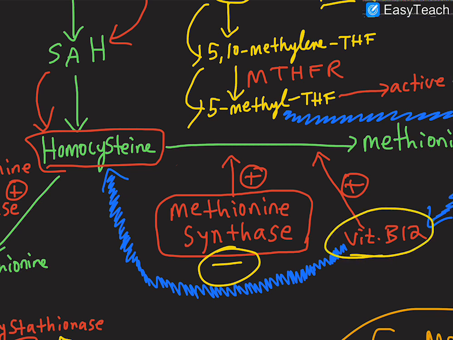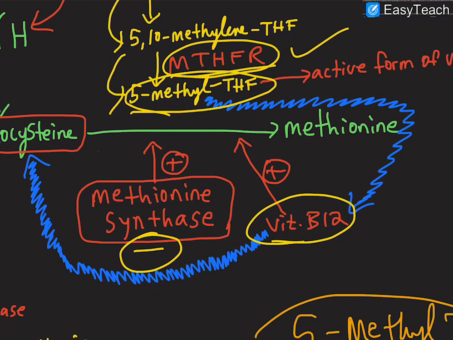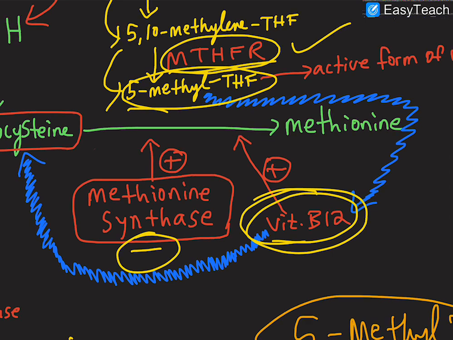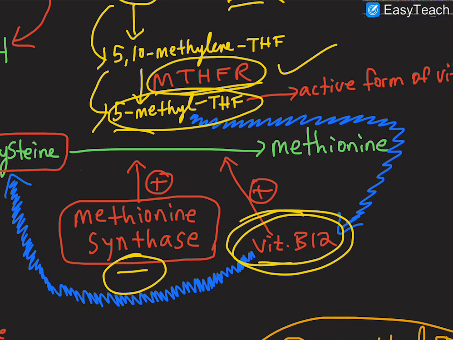If you're deficient in vitamin B12, you can't convert homocysteine to methionine. If the methylene tetrahydrofolate enzyme doesn't work, then you can't get the active form of vitamin B9. Then you can't methylate vitamin B12, and then vitamin B12 can't transfer that methyl group to homocysteine, which means you can't make methionine, so homocysteine levels build up. Those are important causes to remember for homocysteine buildup.